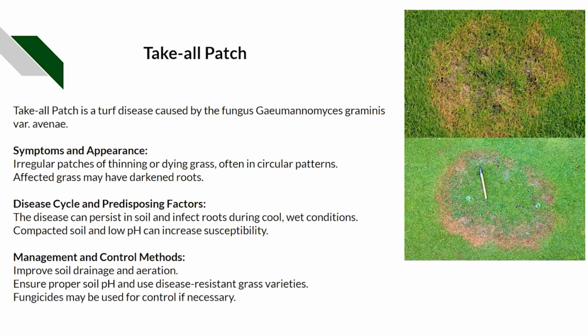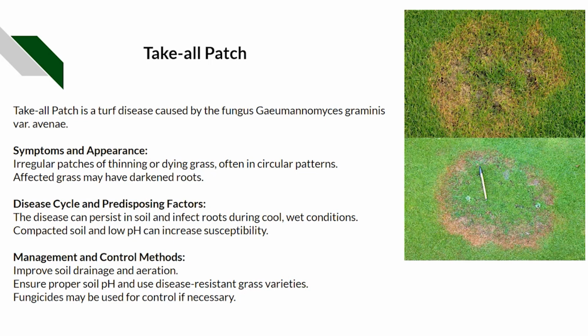Take-all patch is a turf disease caused by another fungus. The symptoms and the appearance are irregular patches of thinning grass or dying grass, often in circular patterns. Affected grass may have darkened roots. The disease cycle of take-all patch: it can persist in the soil and affect roots during cool, wet conditions. Compacted soil and low pH can increase susceptibility.